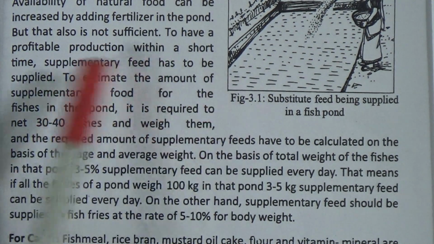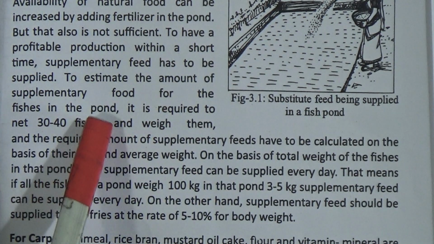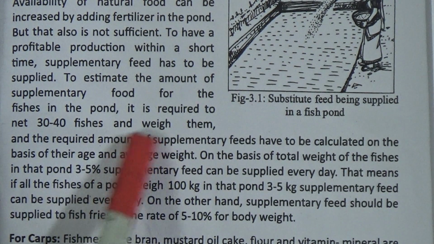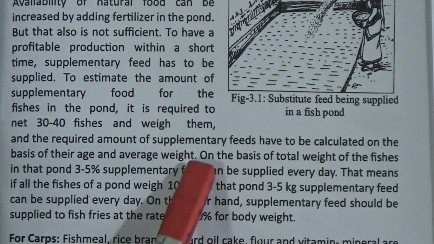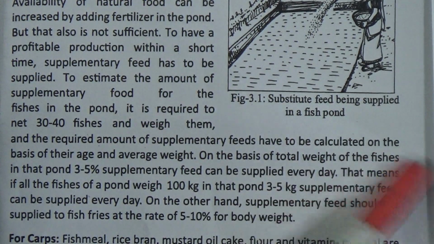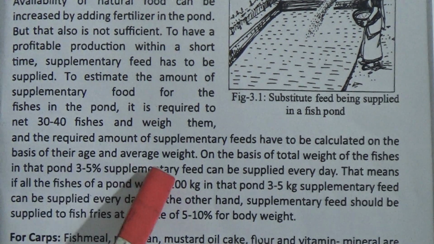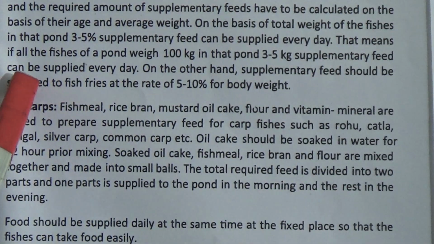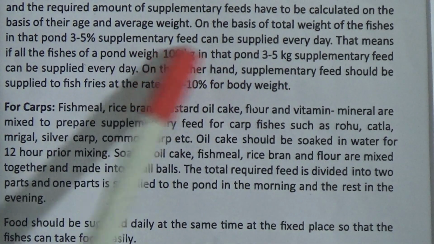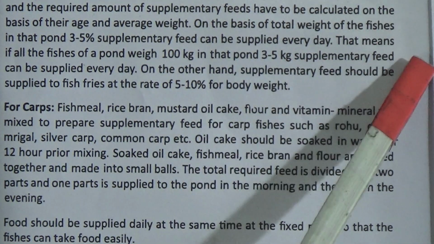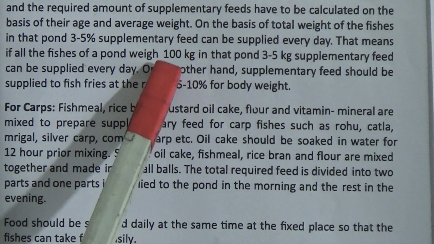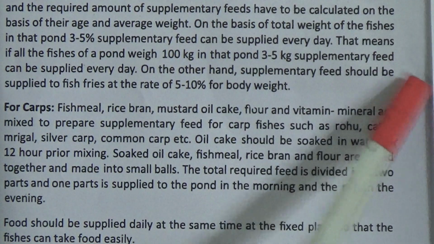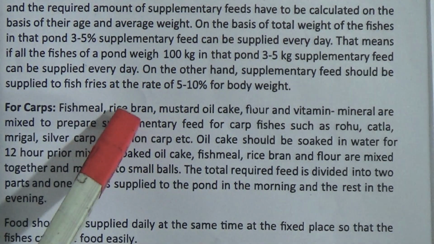To estimate the amount of supplementary food for the fishes in the pond, it is required to net 30 to 40 fishes and weigh them, and the required amount of supplementary feed has to be calculated on the basis of their age and average weight. On the basis of total weight of the fishes in that pond, 3 to 5% supplementary feed can be supplied every day. That means if all the fishes of a pond weigh 100 kg, in that pond 3 to 5 kg supplementary feed can be supplied every day.